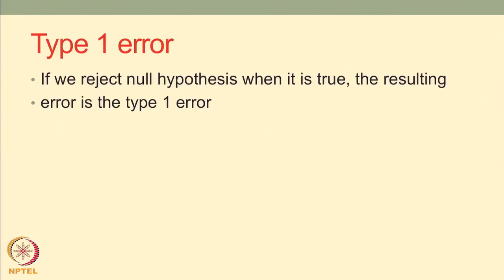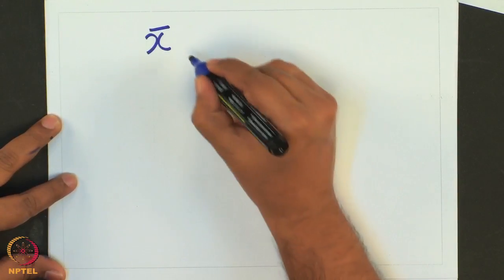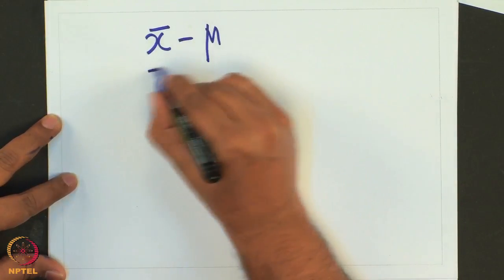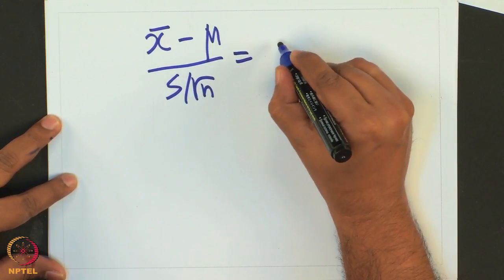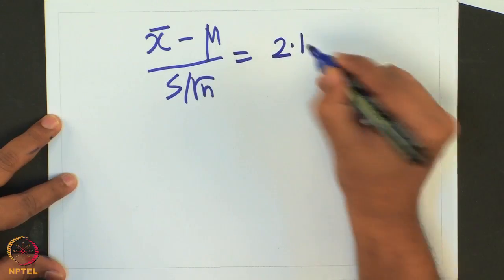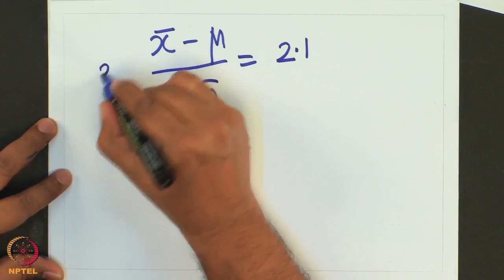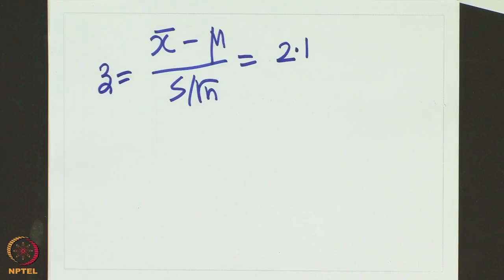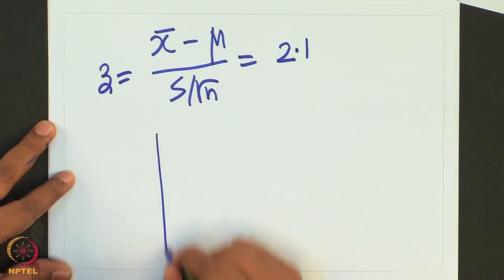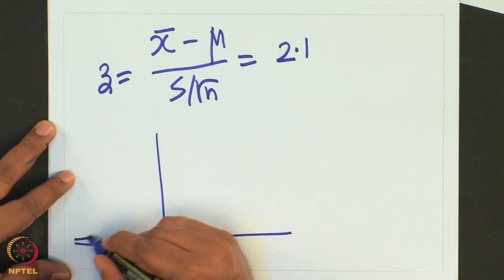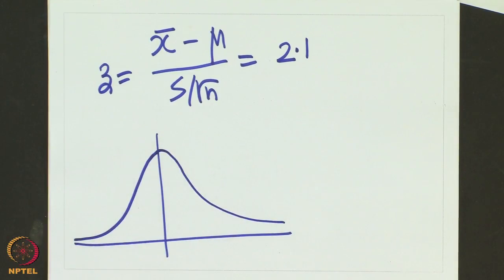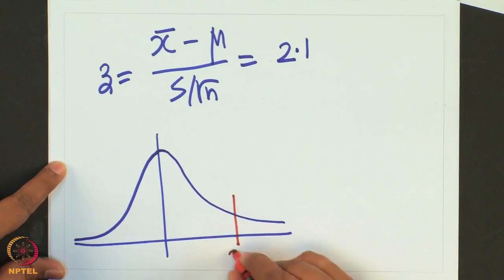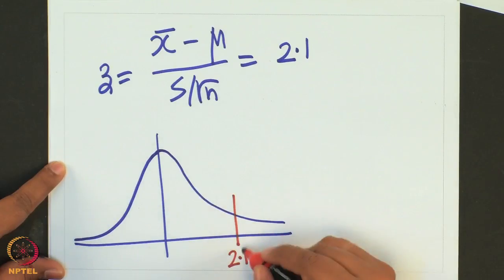So we do some experiments and get an x bar, and we want to compare with some mu value. So we calculate this quantity z. Let us say you got 2.1 as the z value. So this is my z, and I got 2.1. And what we know is that the distribution of the z is a normal distribution, and this is the z value 2.1.